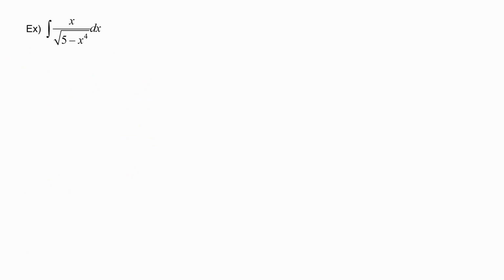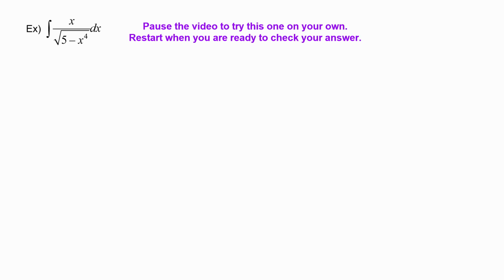In this example, we have to integrate x over the square root of the quantity 5 minus x to the 4th dx. It's time to check your understanding, so pause the video to try this one on your own, then restart when you are ready to check your answer.